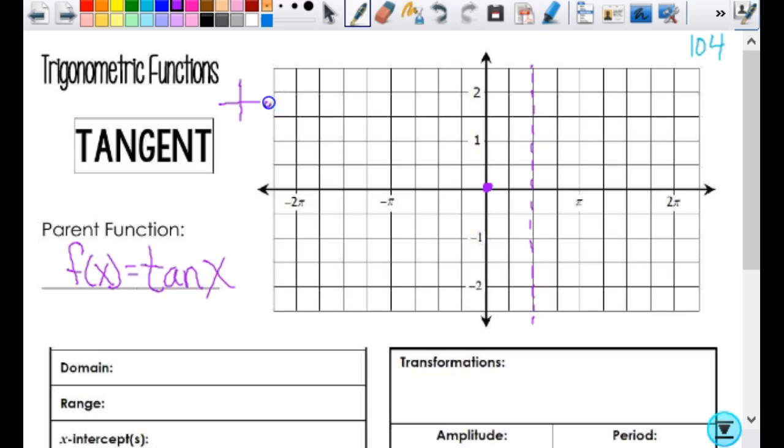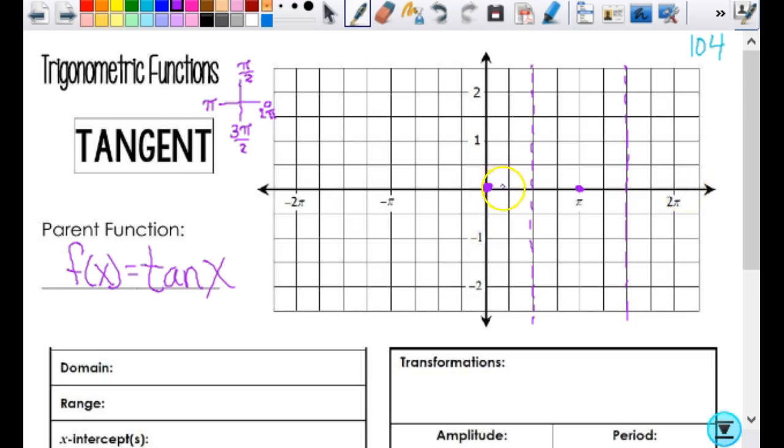So this is 0. This is pi halves, right? So this is pi. So what's the tangent of pi? 0. This is 3 pi halves. Right? What's the tangent of 3 pi halves? Undefined. So at 3 pi halves, I have an asymptote. Now look around this between pi and 2 pi. Right? Well, guess what? It's halfway between pi and 2 pi.